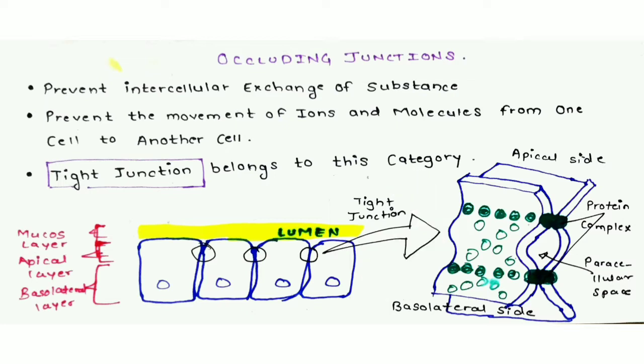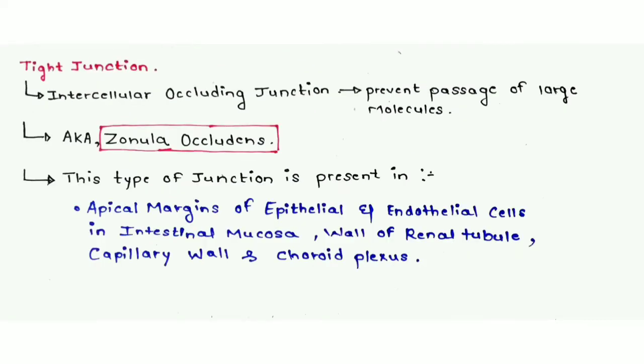The tight junction is made up of protein complexes, nearly 40 different types of protein, which we are going to discuss in a while. So, tight junction. As you all know, it is an intracellular occluding junction that prevents passage of larger substances. It's also known as zonular occludens because it is present in the region where the cell membrane of adjacent cells fuses together firmly.